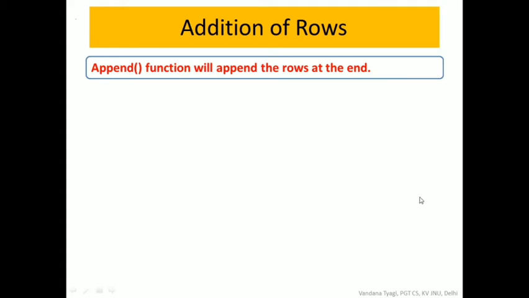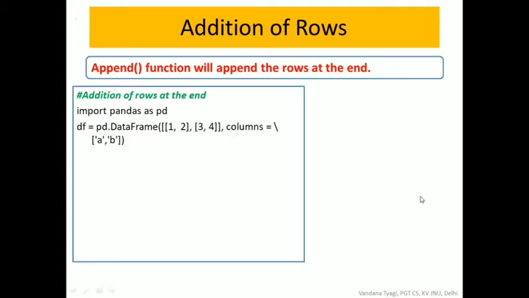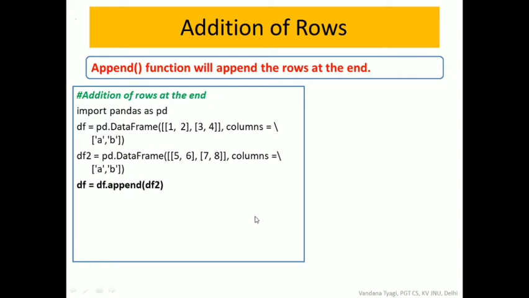Now coming to the rows, when you want to add the rows, we have a function append. Append means adding at the end. We have created a data frame, pd.DataFrame 1, 2, 3, 4, and column labels we have specified as A and B. This slash sign here is for showing the continuation of the line. Similarly, data frame 2, we have written 5, 6, 7, 8, created from a nested list, and again storing it with the same column labels A and B. Now what we are doing here, df.append df2, that means to my first data frame, the second data frame is being added at the end.